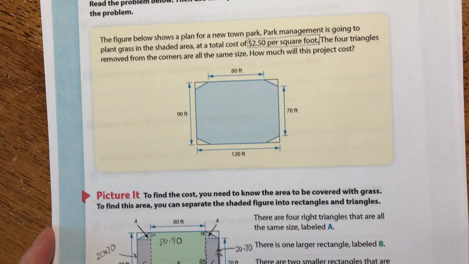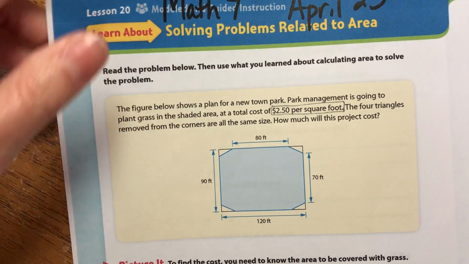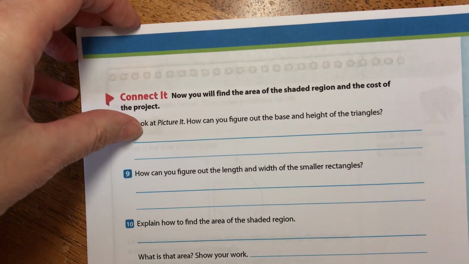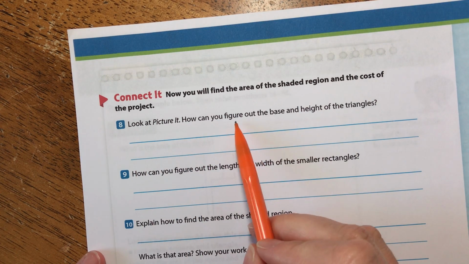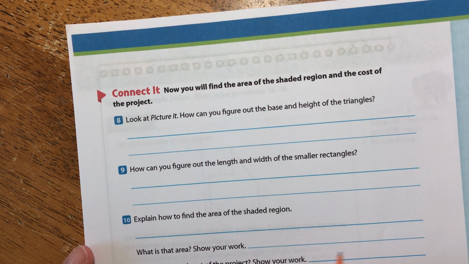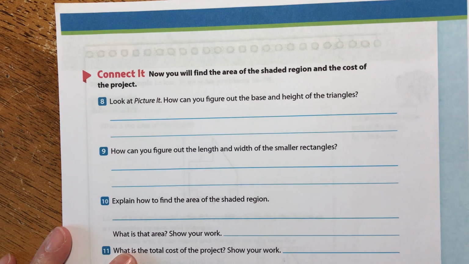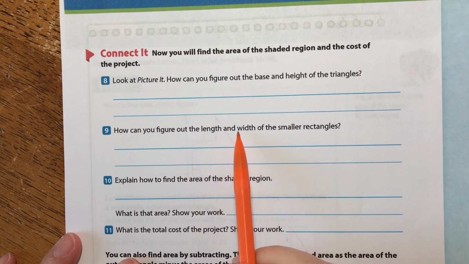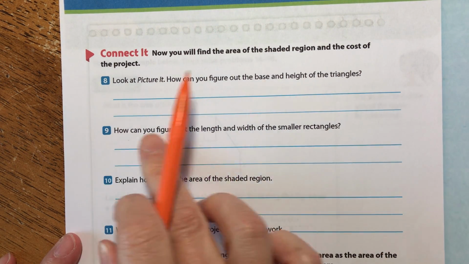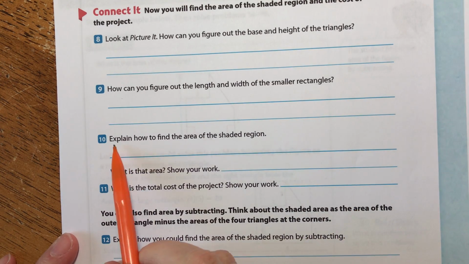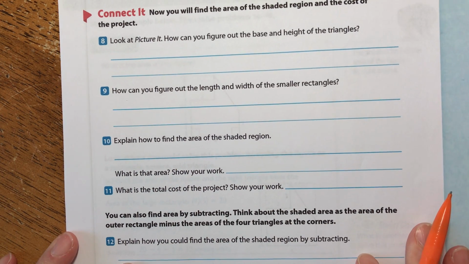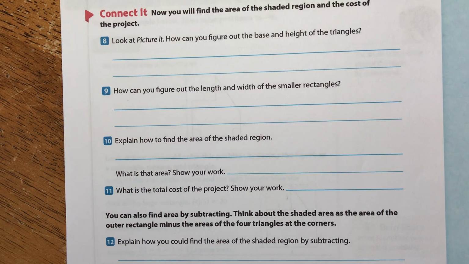Okay. Let's take a peek at the next page. Turn your page. Okay. Look at the picture. How can you find the base and height of the triangles? Okay, we already talked about that, so I don't think we need to fill that in. How can you find out the length and width of the smaller rectangles? Yeah, we talked about that. Explain how to find the area of the shaded region. Okay, now let's go back.